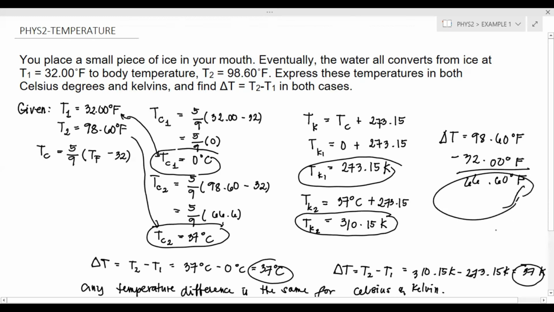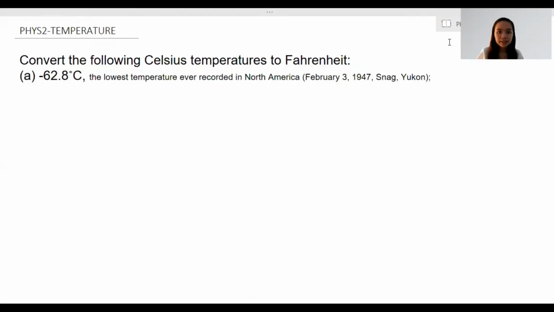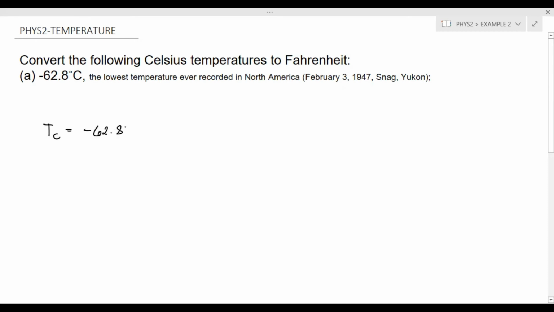Now for the next example we have here, convert the following Celsius temperatures to Fahrenheit. The first one, we have negative 62.8 degrees Celsius, which is the lowest temperature ever recorded in North America. So now we are going to solve this problem. You're given a temperature in degrees Celsius, which is negative 62.8 degrees Celsius.